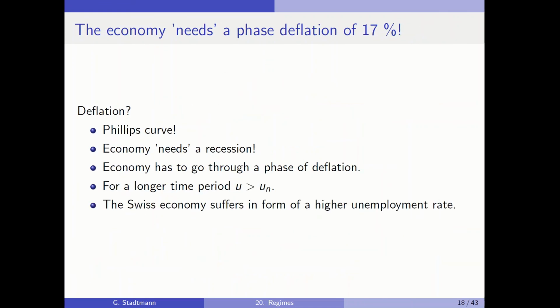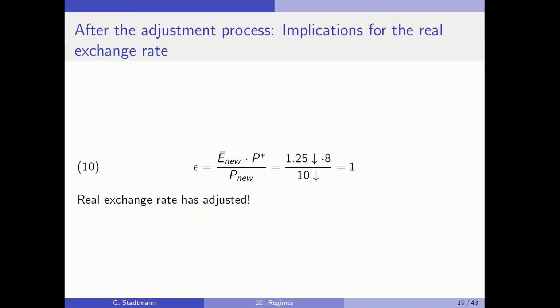How is that related to our lecture so far? Deflation, that's related to the Phillips curve. So the economy needs a recession. The economy has to go through a phase of deflation. So for a longer time period, the realized unemployment rate will be larger than the natural rate of unemployment. The Swiss economy will suffer in the form of a higher unemployment rate. After the adjustment process has taken place, once more the real exchange rate has adjusted and takes the value of 1.